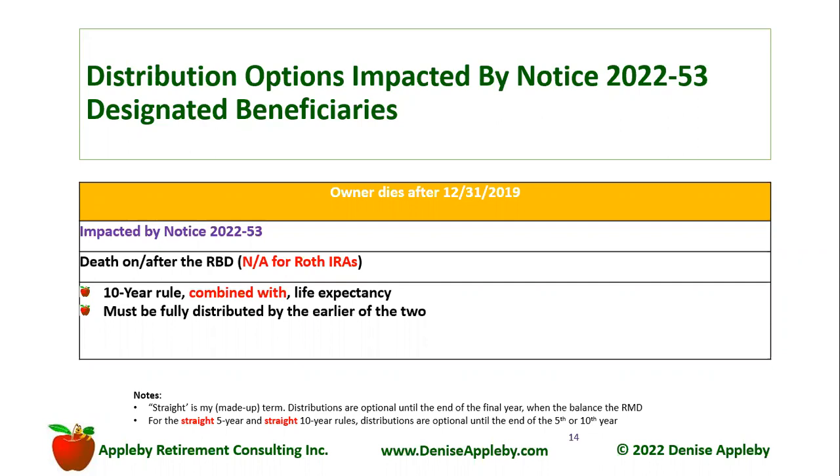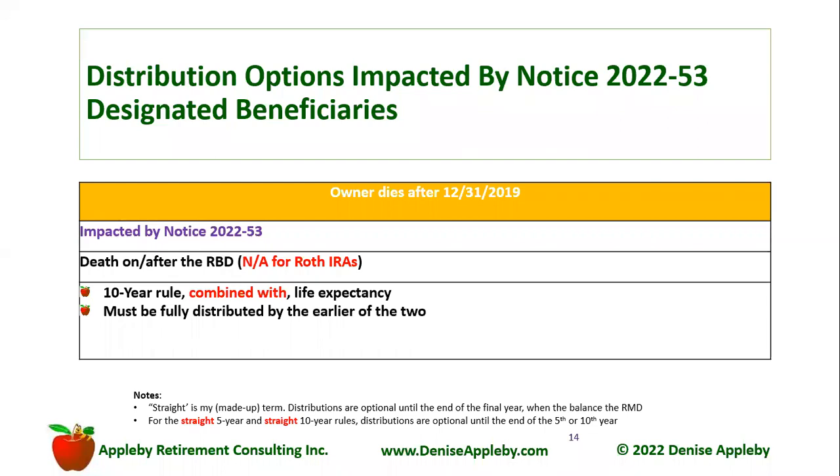If it's an eligible designated beneficiary, then if the account owner died before the required beginning date, they can choose between the 10-year rule and the life expectancy rule. But if the account owner died on or after the required beginning date, then distributions would be made over the longer of the decedent's life expectancy or the beneficiary's life expectancy.